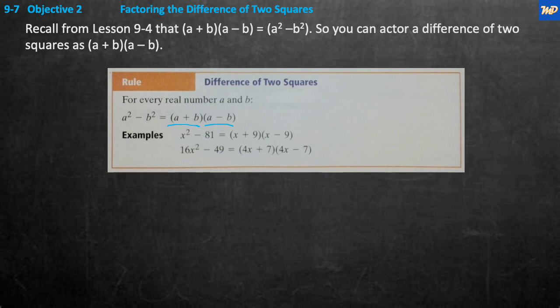An example of that: x squared minus 81 can be broken into x plus 9 and x minus 9. Minus 9 times positive 9 is negative 81. How about 16x squared minus 49? That is 4x plus 7 and 4x minus 7. The minus 7s multiply together and give you a negative 49, and 4x times 4x gives you 16x squared.